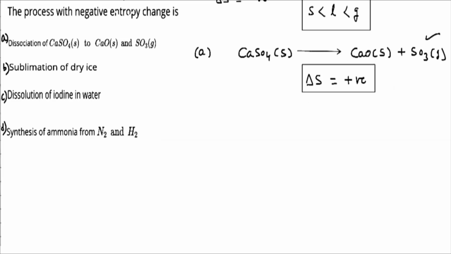Now, if we talk about option B, it is saying the sublimation of dry ice. Dry ice is actually CO2, which is in the solid state. So this is our dry ice, in the solid state. When it sublimates, it will go into the gaseous state.